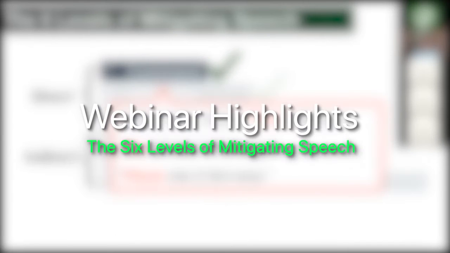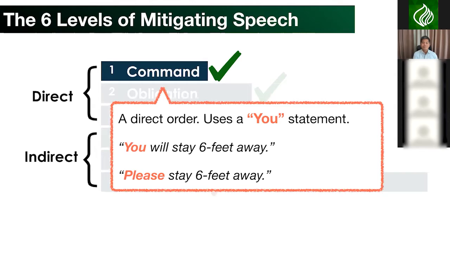Let's give an example. Okay? You will stay 6 feet away from each other. Or please stay 6 feet away from each other. Use a you statement. Okay? Please kindly stay 6 feet away from each other. Kindly observe the maximum number of people in a room. Okay?